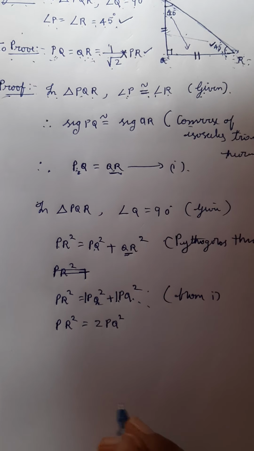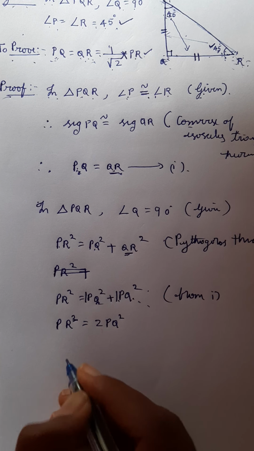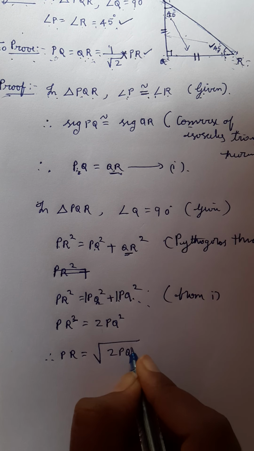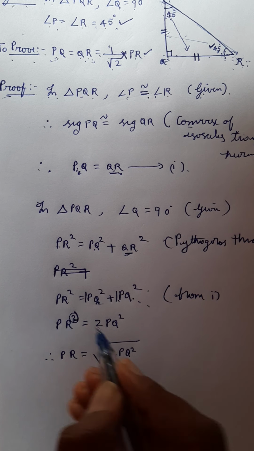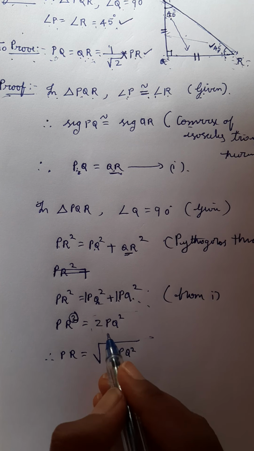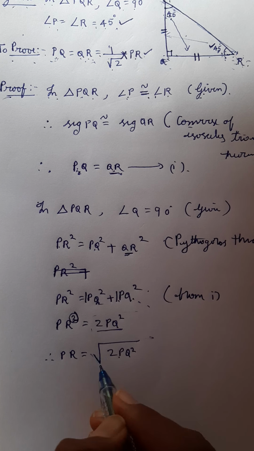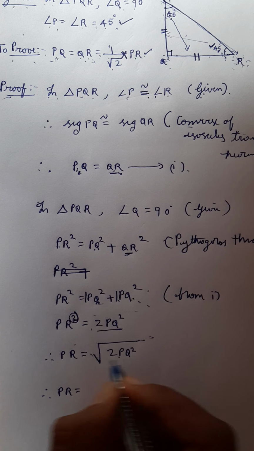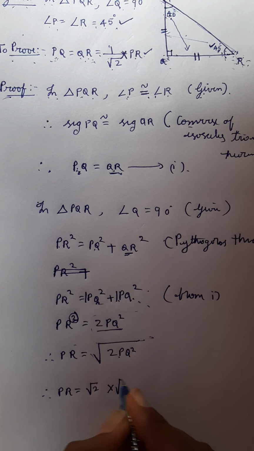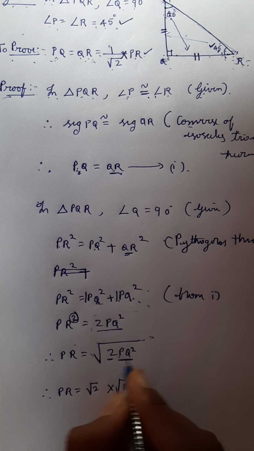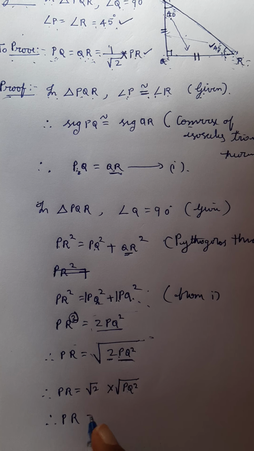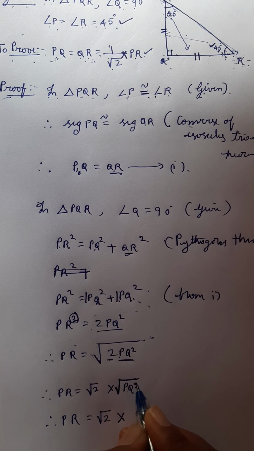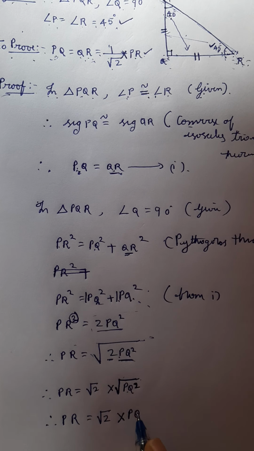So 2 PQ square. Therefore, while removing the square, in the next step PR is equal to root. While removing the square on the left side, on the right side we will take root. This thing will be the same as it is. The only extra thing is root we will take by removing square here. So PR is equal to root 2 into root PQ square. This 2 and PQ square we are separating. Therefore PR is equal to root 2 into PQ, since root and square can be cancelled, so PQ remains.